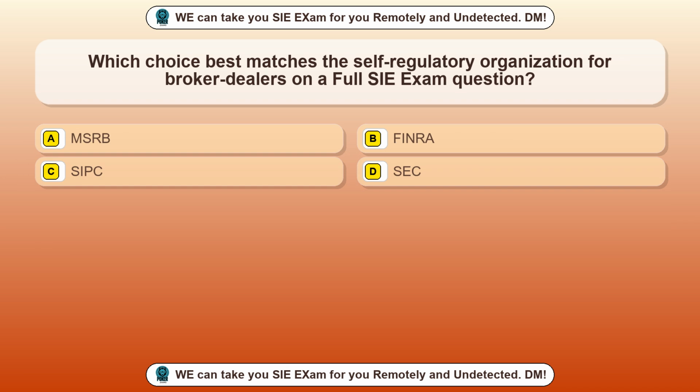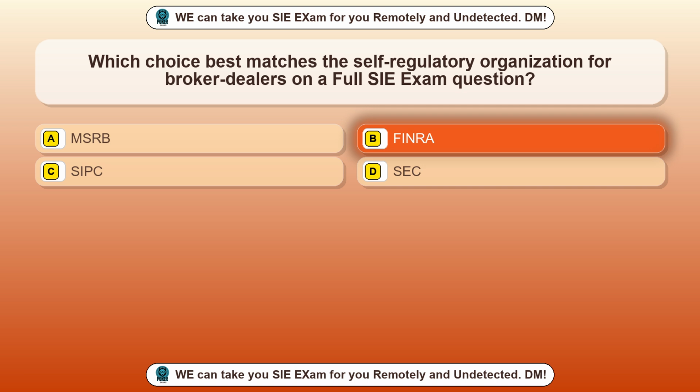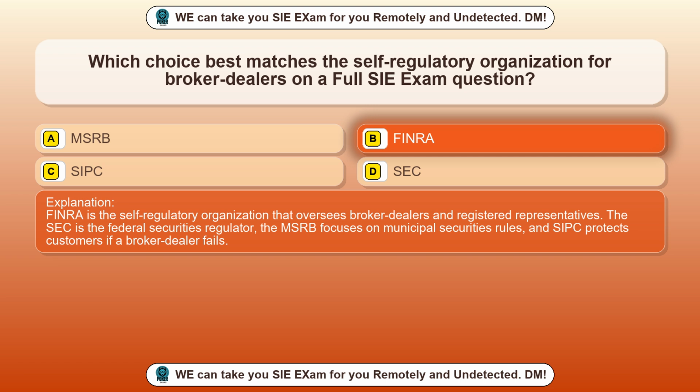Question 55. Which choice best matches the self-regulatory organization for broker-dealers on a full SIE exam question? Option A, MSRB. Option B, FINRA. Option C, SIPC. Option D, SEC. The correct answer is option B, FINRA. FINRA is the self-regulatory organization that oversees broker-dealers and registered representatives. The SEC is the federal securities regulator, the MSRB focuses on municipal securities rules, and SIPC protects customers if a broker-dealer fails.